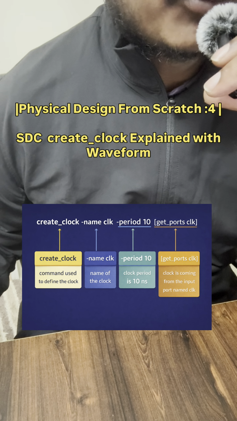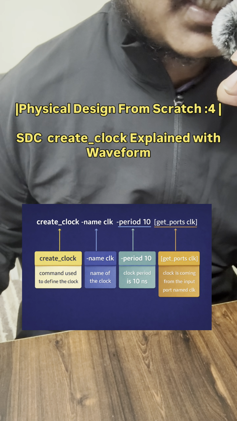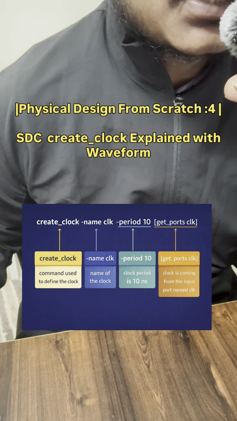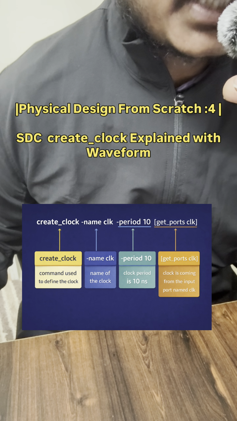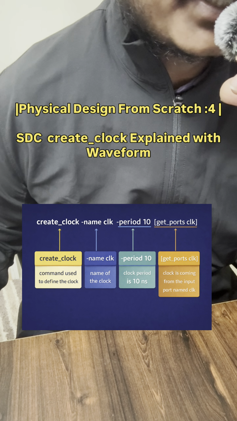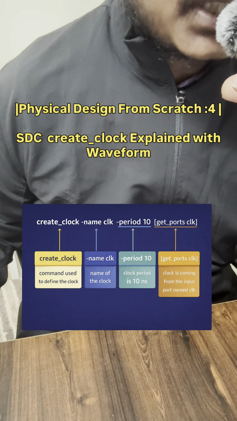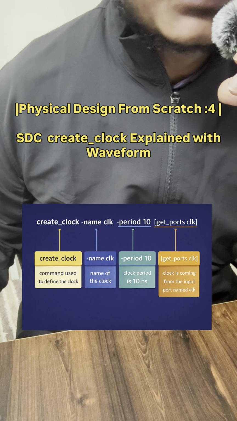Basically, why is create_clock important? Defining clocks correctly is critical because all timing analysis is based on the clocks. Setup and hold checks depend on clock edges. Timing reports are generated related to the clock period. If the clock is defined incorrectly, the entire timing analysis becomes incorrect.